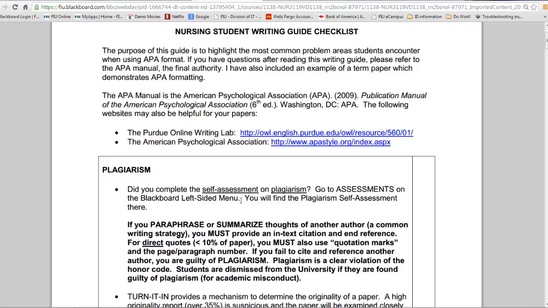Now, very important, if you paraphrase, meaning you use your own words but the idea is not originally yours, then cite the source. It's very important. That is not your idea, so give due credit to the person who originated the idea.